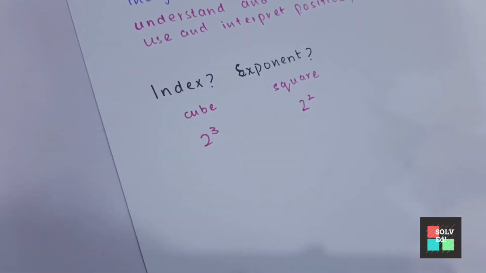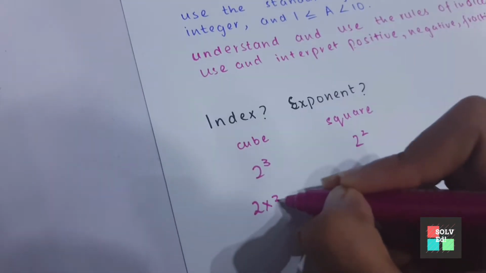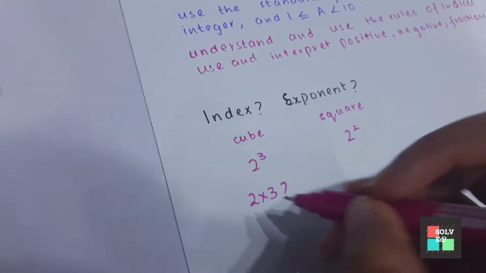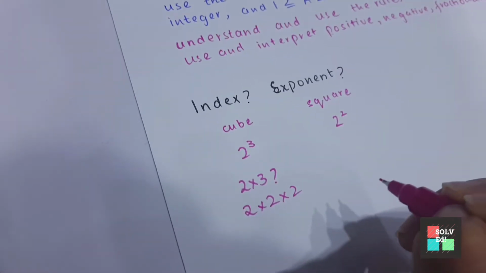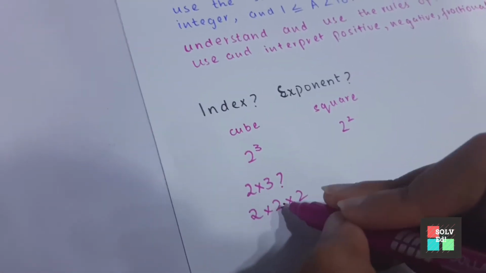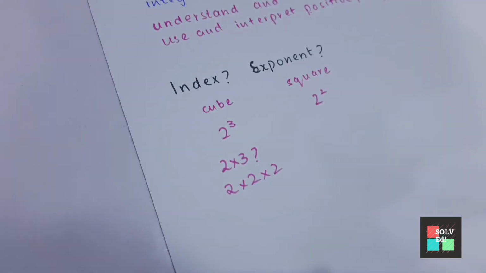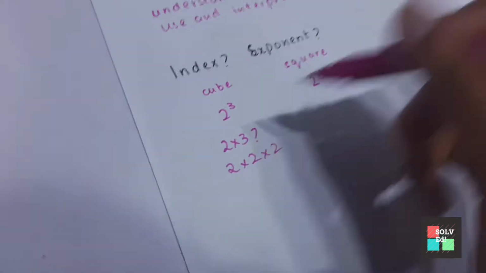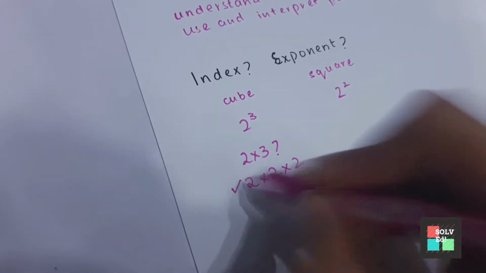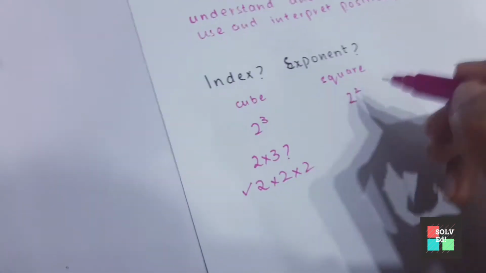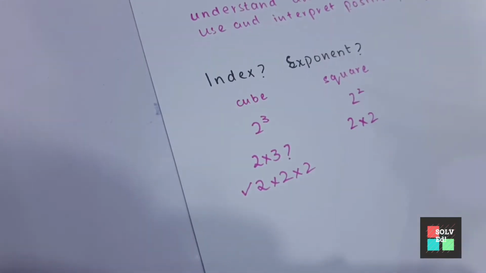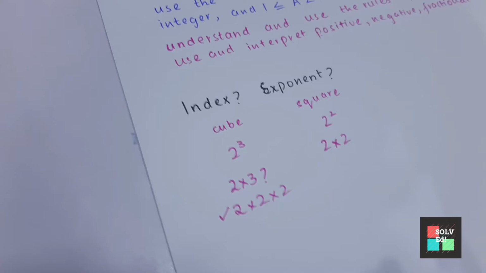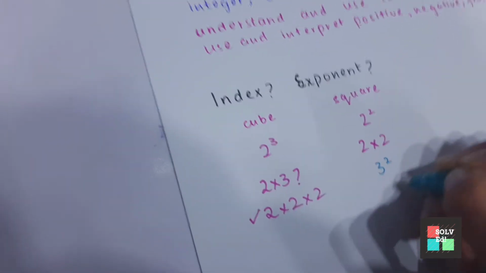What would that mean? Would it mean 2 into 3? Or would it mean 2 into 2 into 2, 3 times 2 multiplied together by itself? If you have selected this option, this one is correct. So if I say 2 squared, that is going to mean 2 multiplied by itself. If I say 3 squared, it's going to mean 3 into 3, and so on.